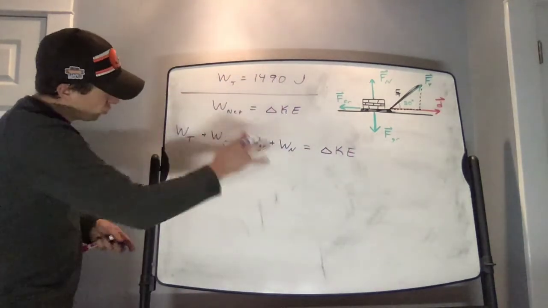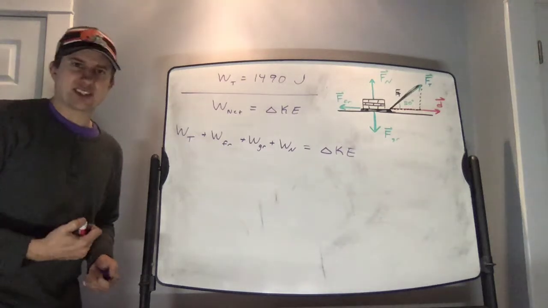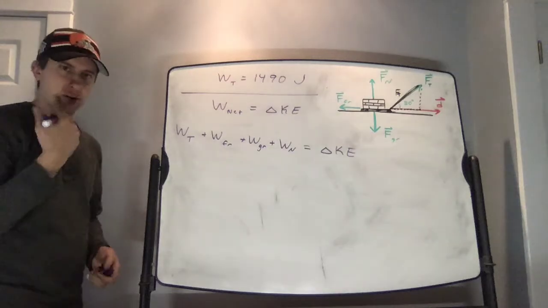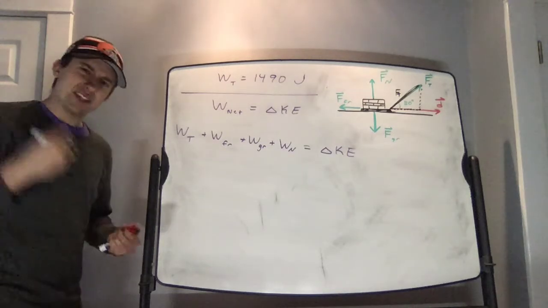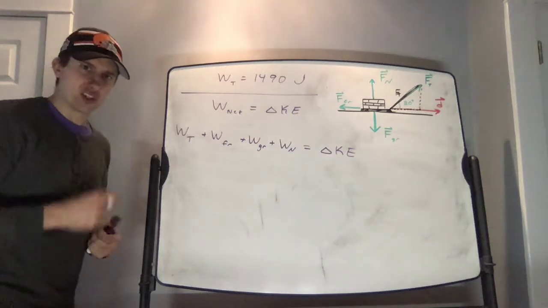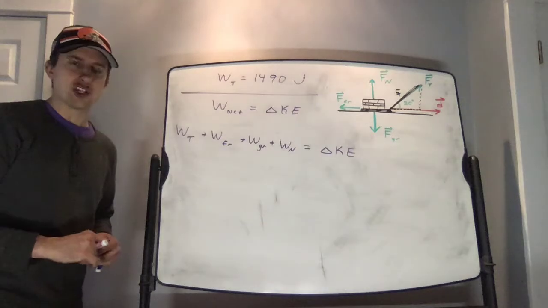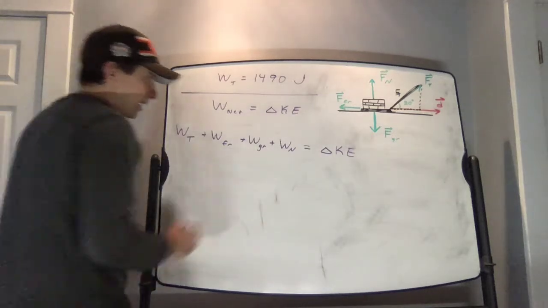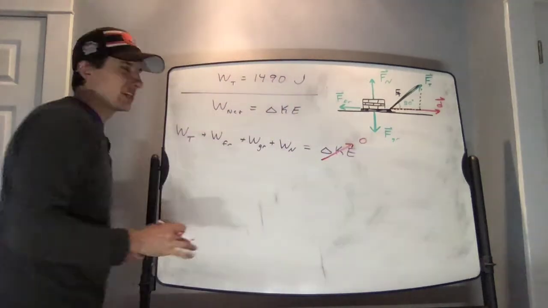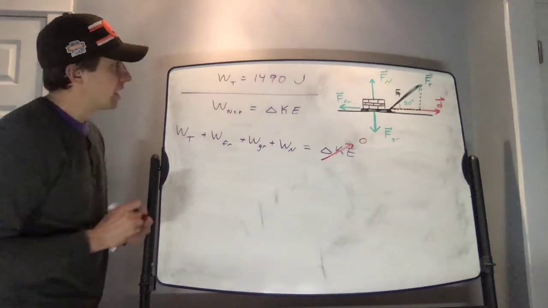Now, if I look at the work-kinetic energy theorem for this particular problem, I remember that the sled is moving at constant speed throughout this entire experiment. So if the sled is moving at constant speed, final speed and initial speed are the same thing. That tells me that my change in kinetic energy is going to be 0. So delta KE is 0 for this particular case. The sled is not speeding up or slowing down.